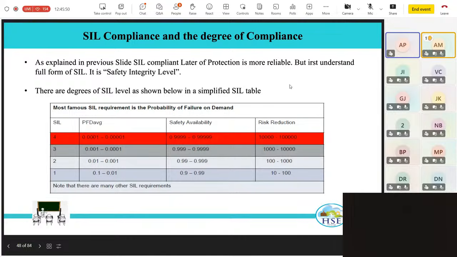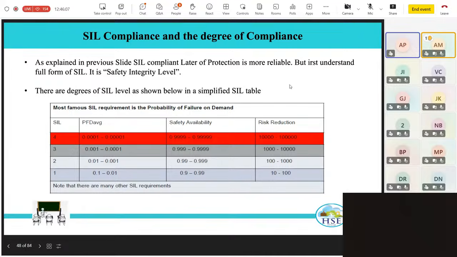It will not be functioning. It will not be giving you the required result. So this is the failure probability which will be likely in the lifetime of that particular thing. So this is expressed numerically.